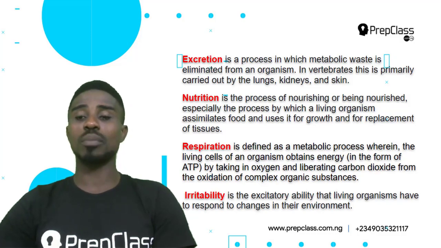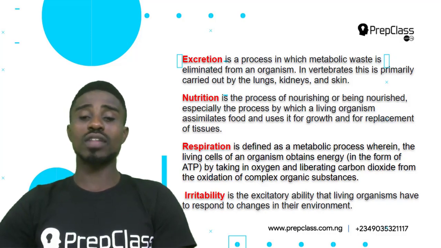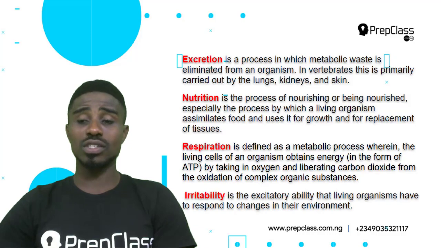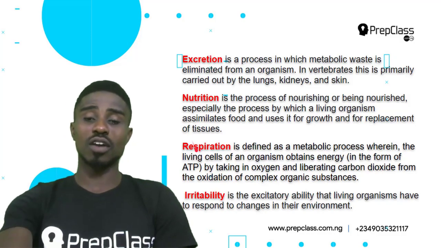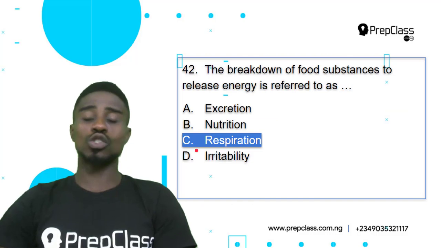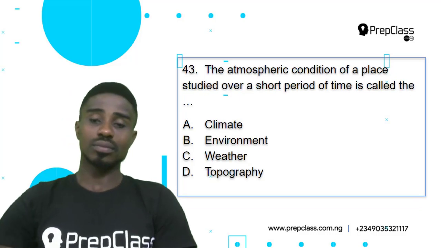Irritability is the excitatory ability that living organisms have to respond to changes in their environment. So irritability, which is also known as sensitivity, basically has to do with responding of an organism to its environment. So respiration is our correct answer. So question 42, option C, respiration is our correct answer. Let's look at the next question.